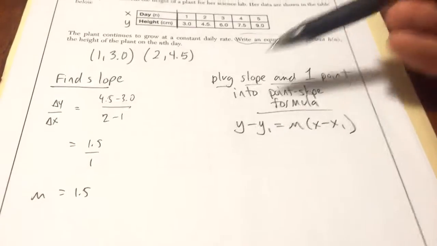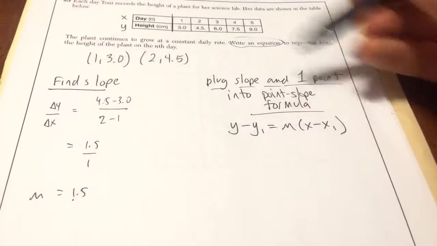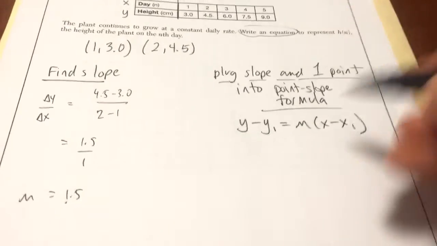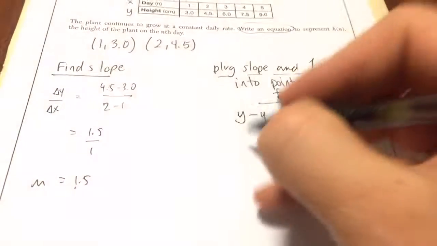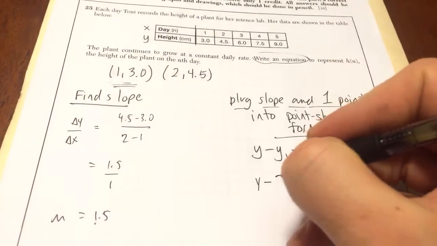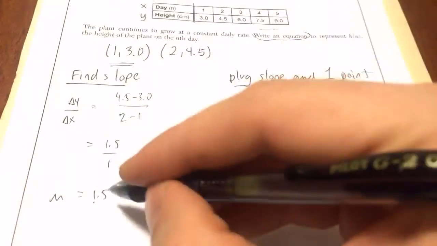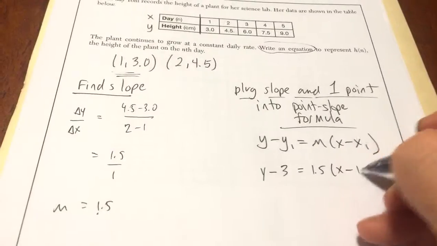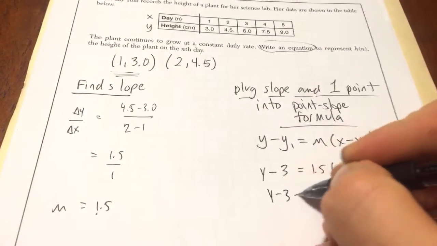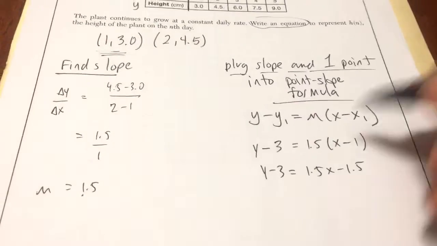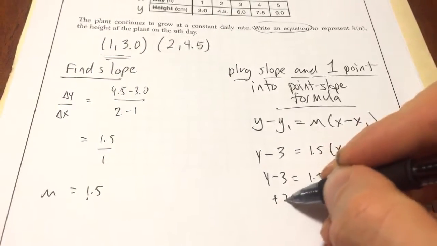Now what I want to do is plug the slope, which is 1.5, and one of these 2 points, doesn't matter which one, into the point slope formula. This is my point slope formula. So I'm going to plug in y, and then let's just pick this one. My y value is 3, so I'll plug in 3. My slope is 1.5. My x value is 1. Okay, then I distribute. Solve for y.